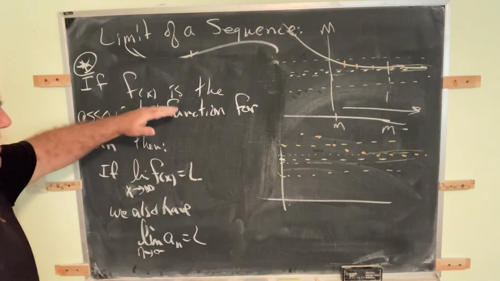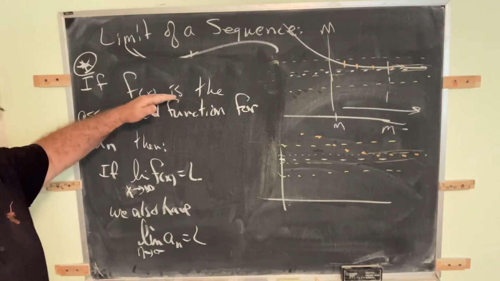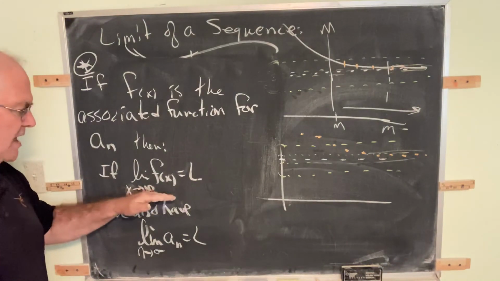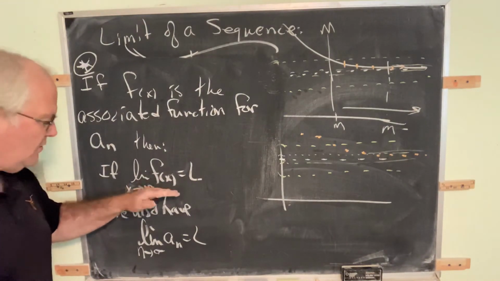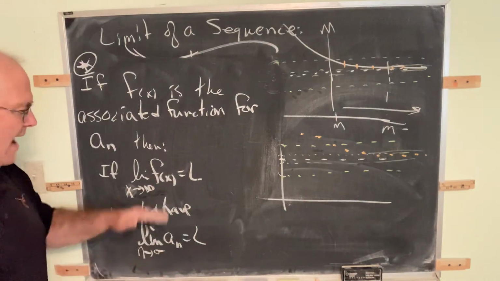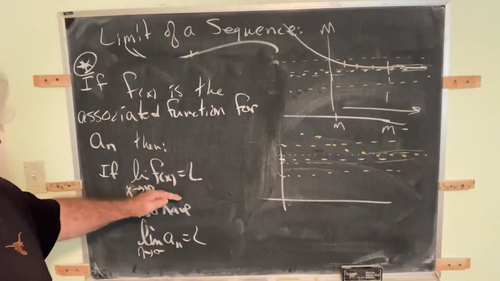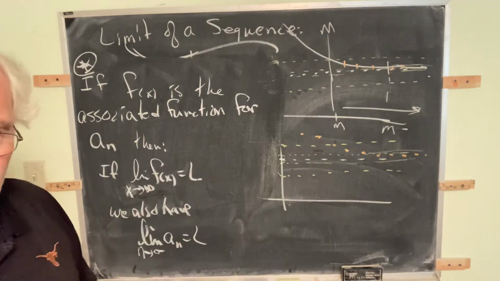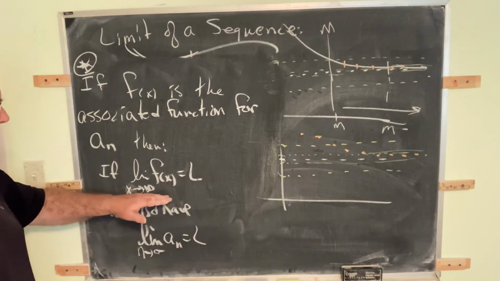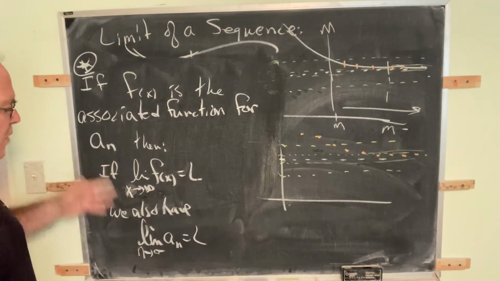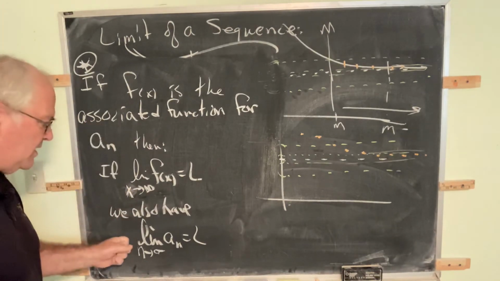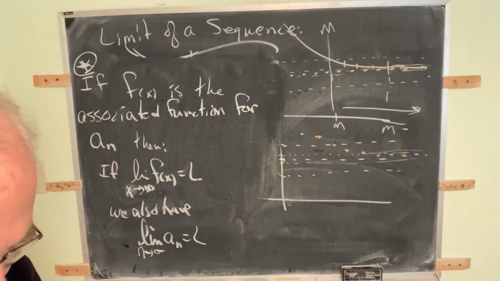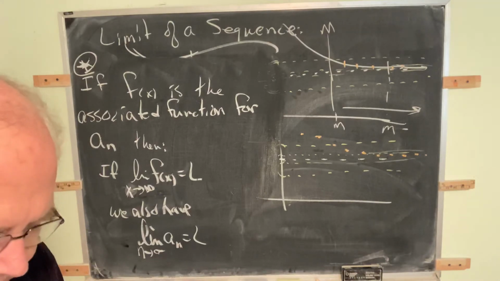So to show that a sequence converges, one of the ways to do that is to take the associated function, show the limit of the associated function converges, and if you do that, then you get this for free. And when you do this, you get to use all of your tools from differential calculus, derivatives, and if L'Hopital's rule helps, that's wonderful too. So this is one of the ways to establish the convergence of a sequence, by showing the convergence of the associated function. So that's one way to make that happen. All right.